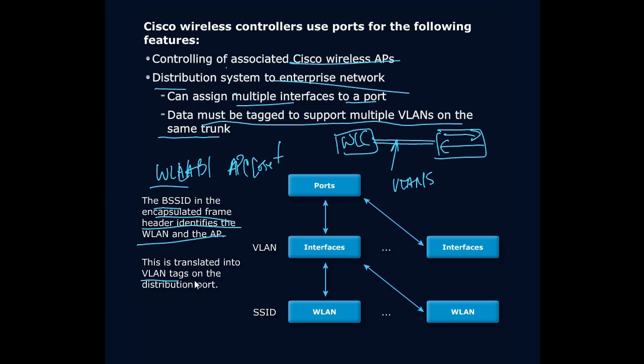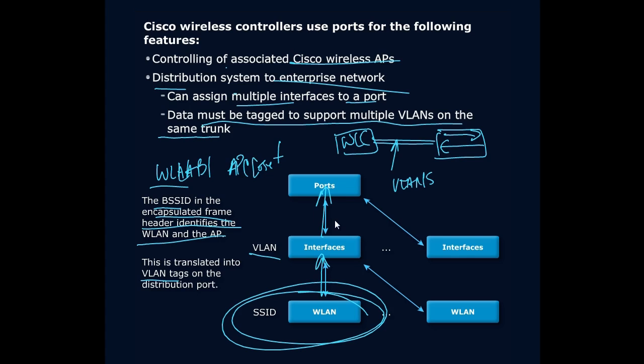So look, let's slow this down. Let's take a moment to understand what's happening here. So communication between the AP and wireless LAN is encapsulated in a frame. The wireless LAN and the AP identifier are associated. This communication goes down and is translated into our interface. Our interface translates this into our VLAN tags. And that VLAN tag determines which physical port we're going to use.